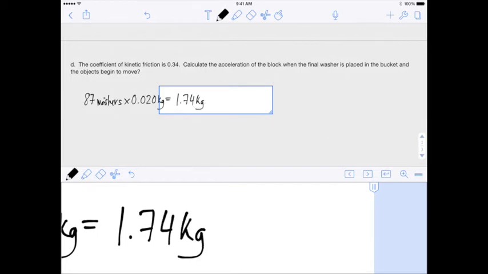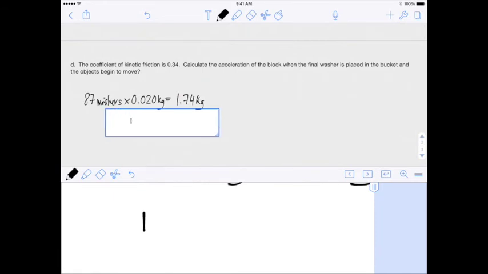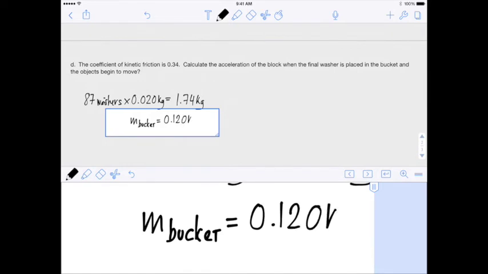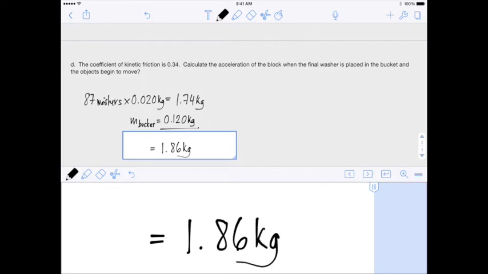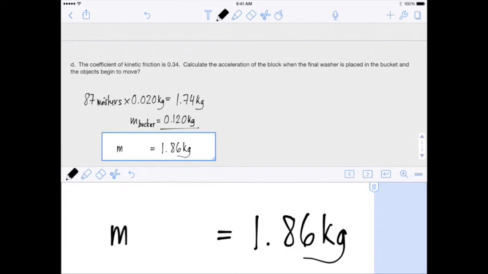plus we know that the mass of the bucket is equal to 0.120 kilograms. So the total mass of this hanging bucket and washers is 1.86 kilograms. This is the mass of the bucket plus washers.